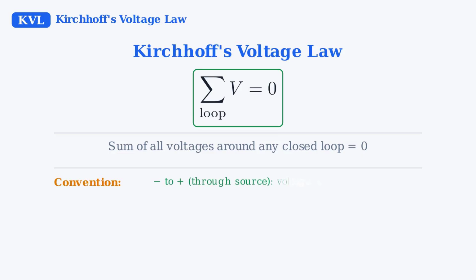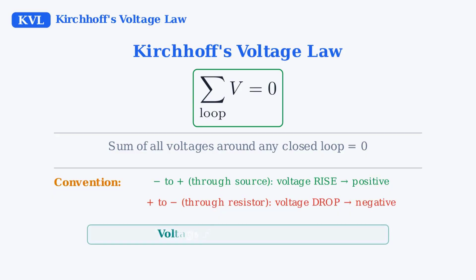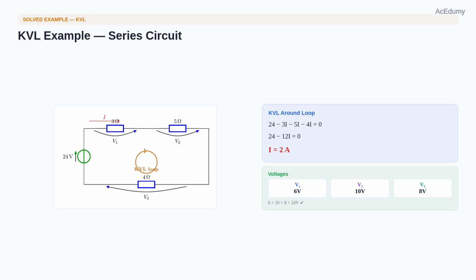Convention. When we travel through a source from minus to plus, that's a voltage rise, so we write it as positive. When we travel through a resistor in the direction of current, that's a voltage drop, so we write it as negative. Let's apply KVL to a simple series circuit.